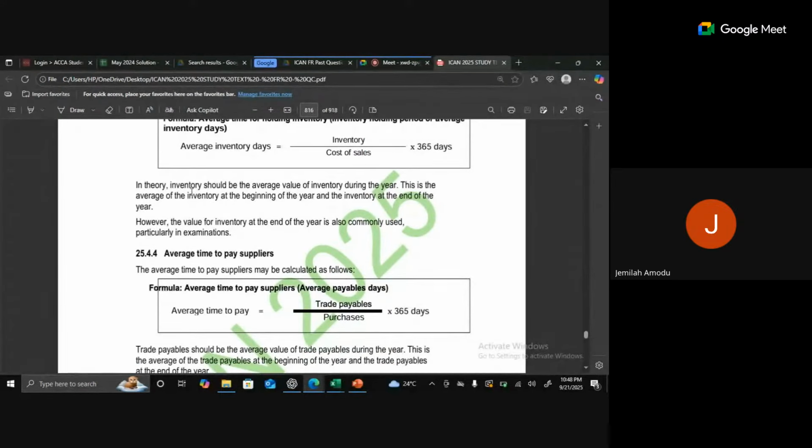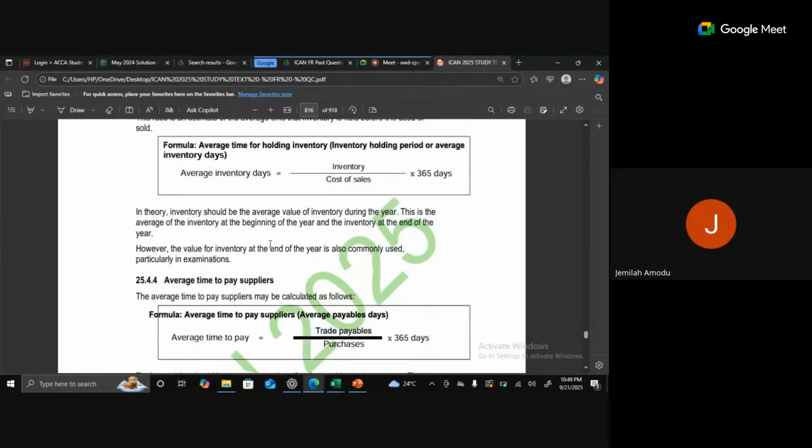They say in theory, inventory should be the average value, right? It's still the same thing they are saying here. Should you be given beginning and ending balance, use the average. If what you are being given is only one figure, just as they mentioned here, particularly in exam, use that figure and move forward. Don't look back.